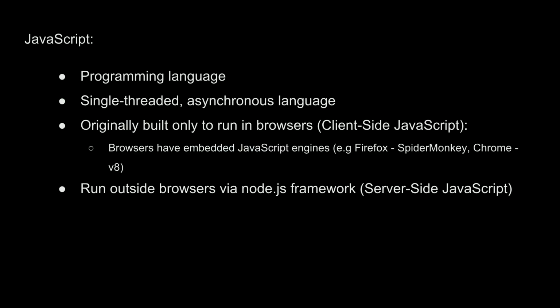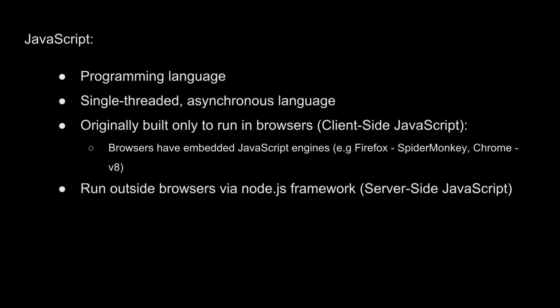And so a brief history on JavaScript is JavaScript was originally built to run in the browser. And so browsers come embedded with JavaScript engines. And then JavaScript engines in this case are responsible for executing JavaScript code. So some examples are SpiderMonkey in Firefox, and then the V8 engine in Chrome, right?